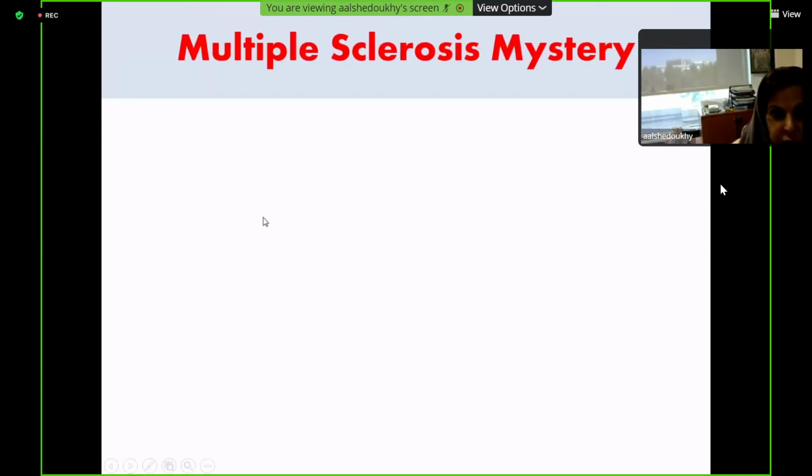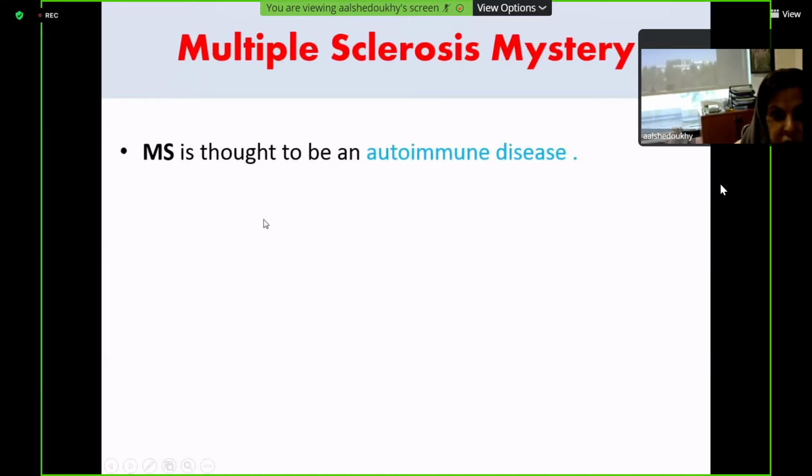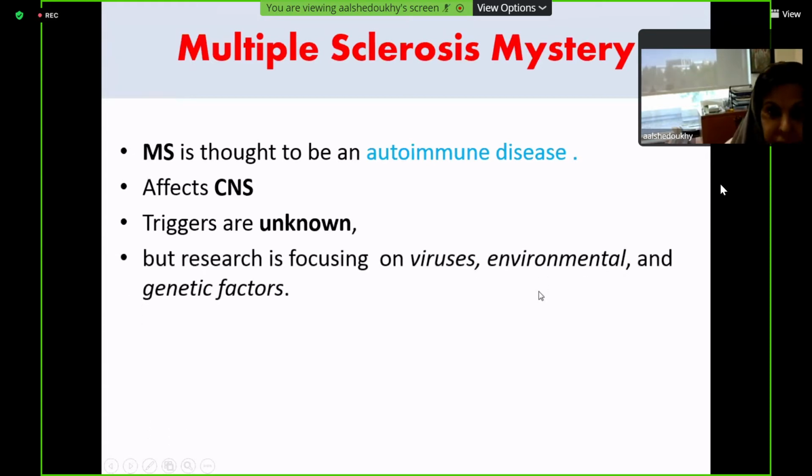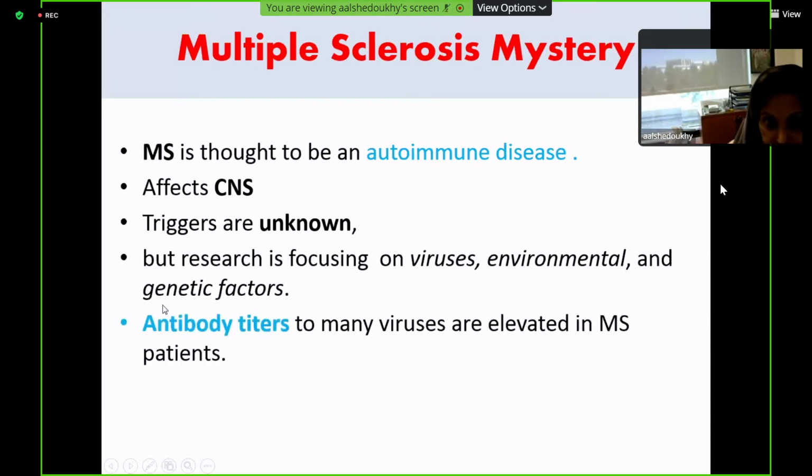Let's talk about multiple sclerosis. Multiple sclerosis is studied by many research groups, and studies have shown that this is an autoimmune disease. It affects the CNS, and the trigger is not clear. We don't know what the trigger is, but many studies have found virus, DNA material, environmental contribution, and also genetic factors in patients with multiple sclerosis.